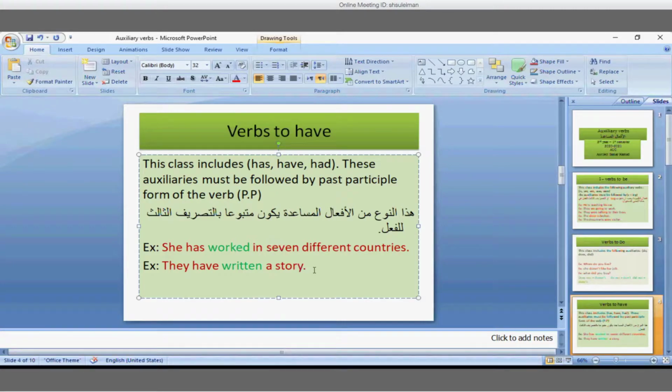Another example, they have written a story. Have is also one of have auxiliary verbs, followed by written, which is the past participle form of the verb write. We know that the present form write, the past form is wrote, the past participle form is written. So have should be followed by the past participle form of the verb.